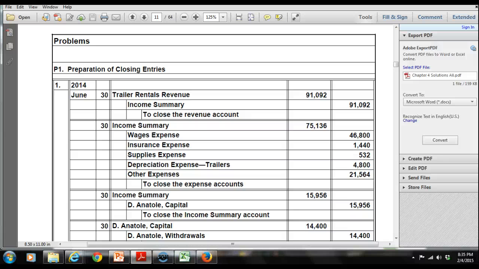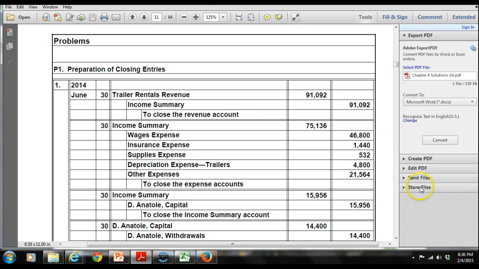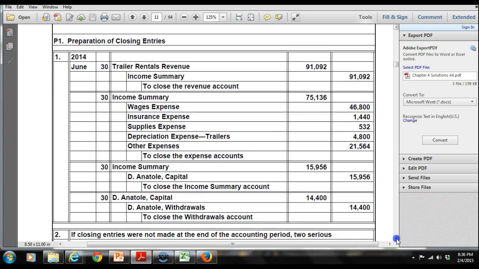Then, if we look here, the last thing we're going to do is take the withdrawal account, which is a temporary account, and zero that out. If D. Anatoly Withdrawals has a debit balance of $14,400, what are we going to do to zero it out? We're going to credit it, and then we debit Anatoly Capital $14,400, because that is decreasing our capital account. Remember, withdrawals will always decrease our capital account. Okay?